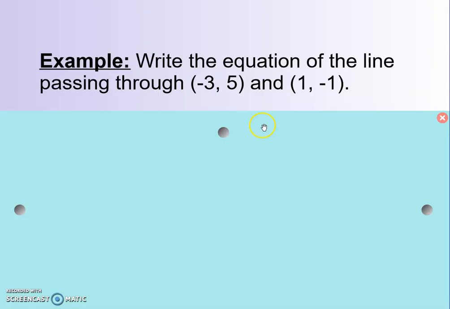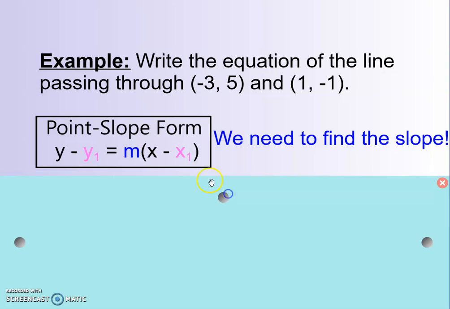Okay, hey, welcome back. Hopefully you paused the video and we'll get started. Now, what do we want to do to write an equation in point-slope form? Well, let me remind you what point-slope form is. It's this. And to write an equation in point-slope form, you simply need a point, and hey, we have two. We could use either point, it doesn't matter. But you also need the slope. And so let's find out what the slope is.